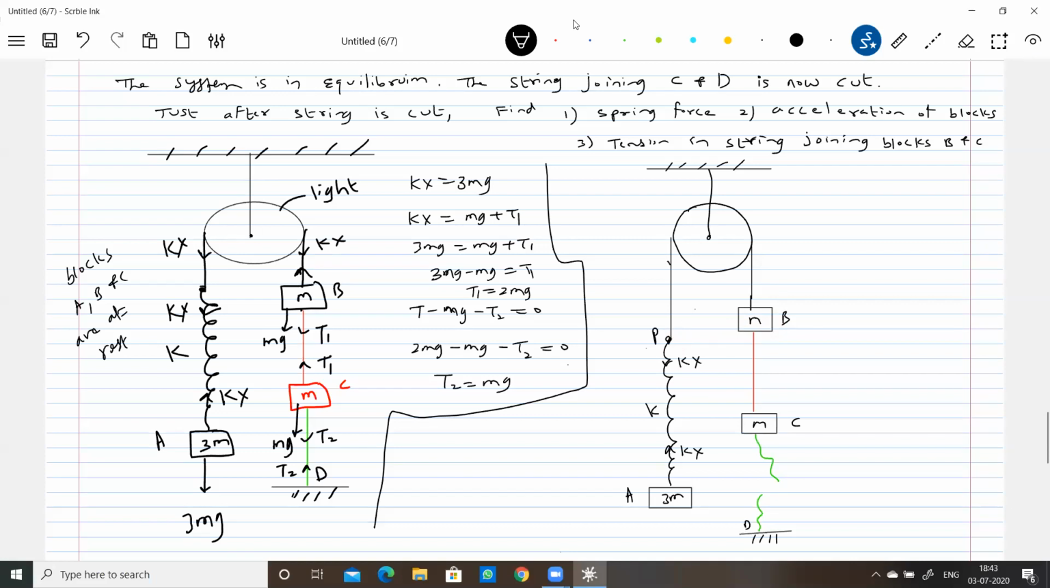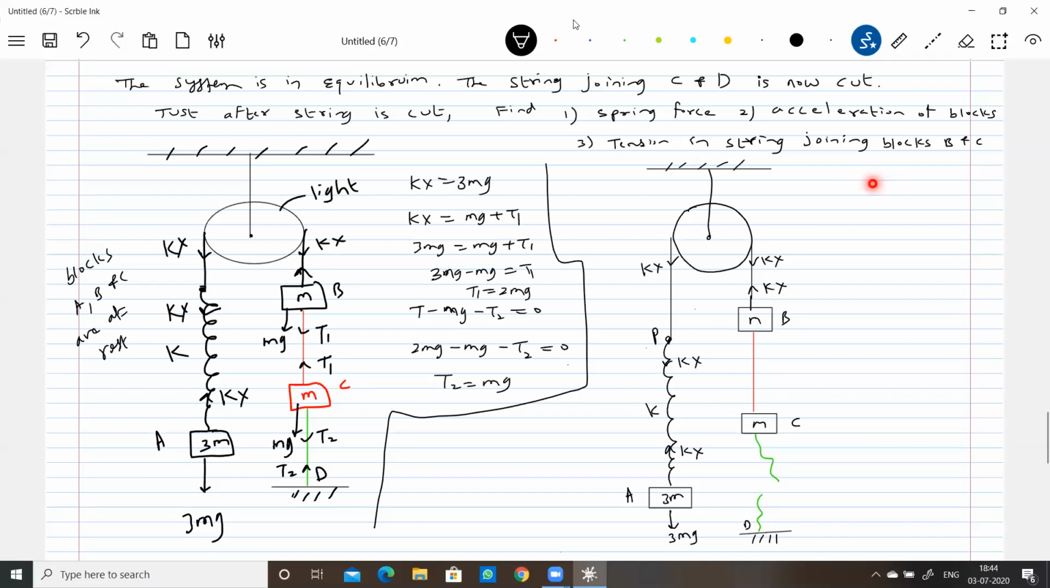So here also the spring force, because the spring is connected to the string, the same spring force will be here. So now what will happen to block A? What is the state of block A? It will be at rest, no? At rest means acceleration will be 0 at that instant. So the acceleration of block A will be 0. Then what is the spring force?